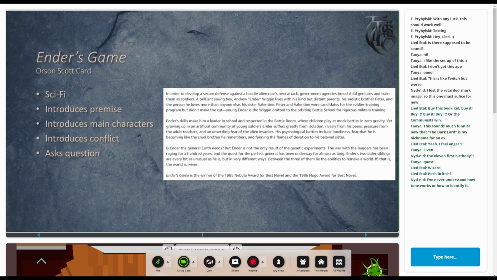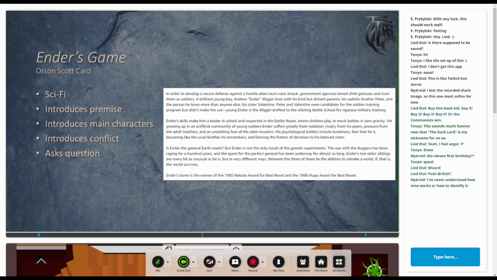His psychological battles include loneliness, fear that he is becoming like the cruel brother he remembers, and fanning the flames of devotion to his beloved sister. Is Ender the general Earth needs? But Ender is not only the result of the genetic experiments.